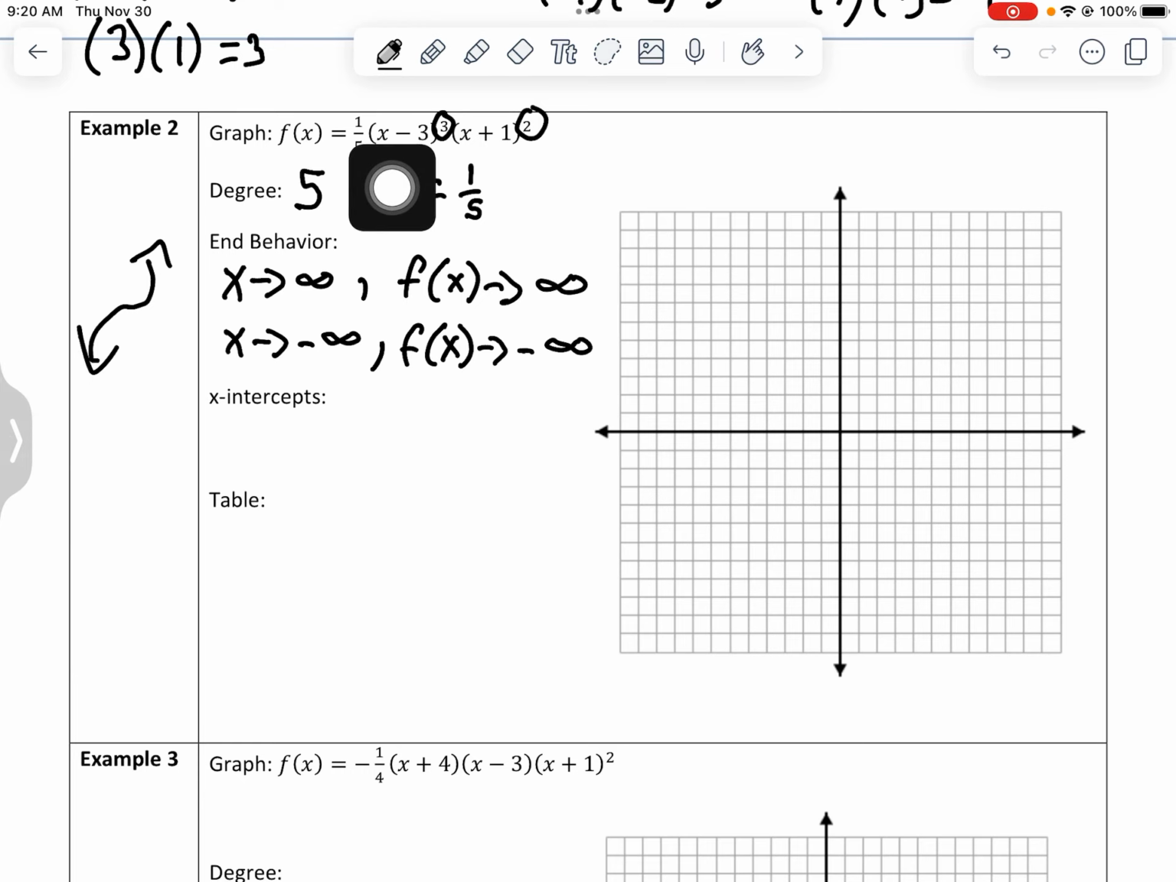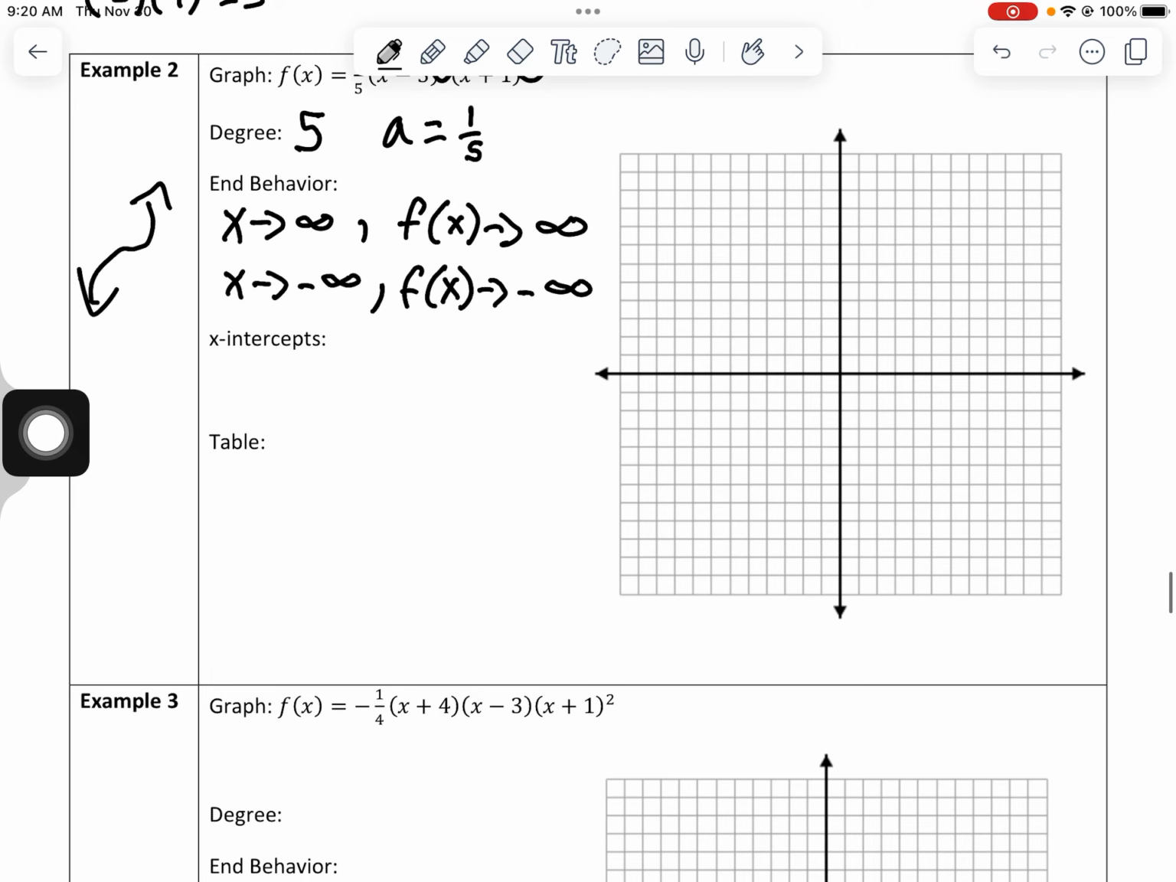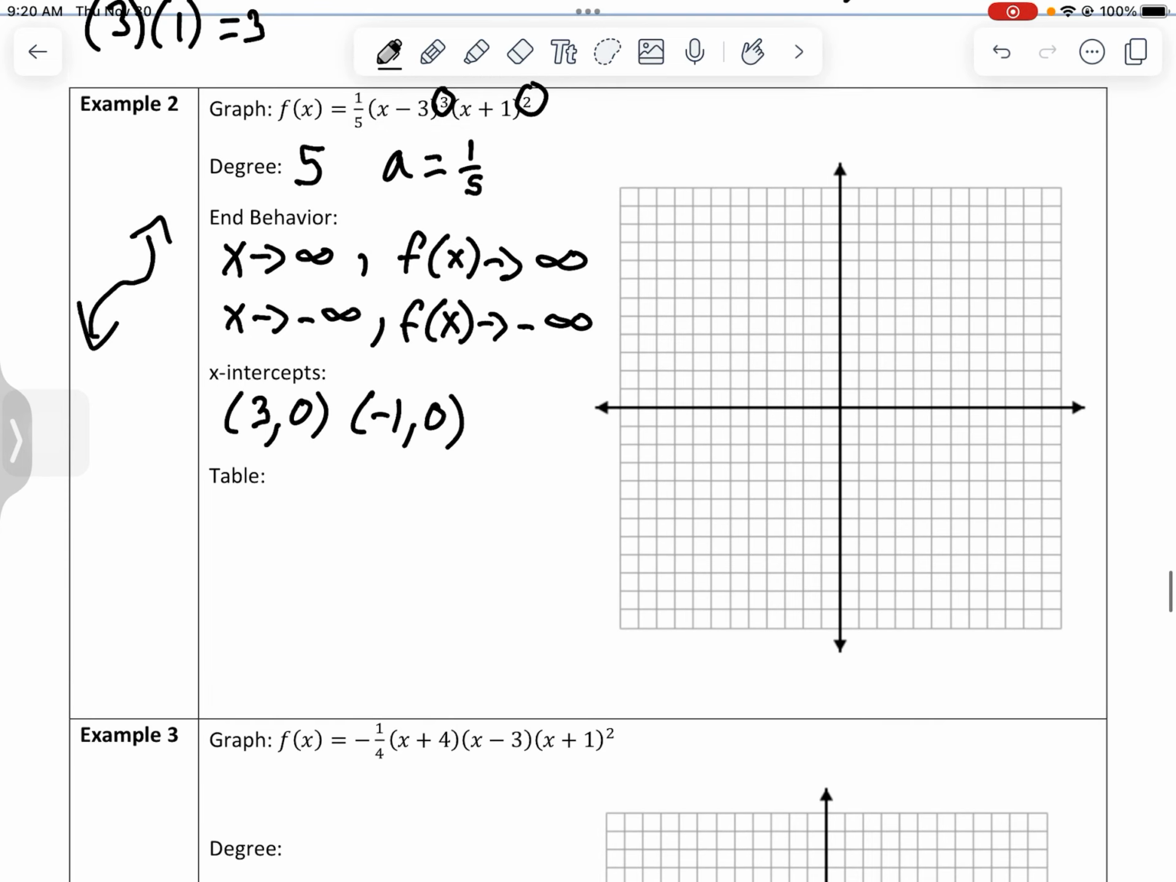Okay, we again have 2 x-intercepts. We have the opposite of -3, which is 3, and this one would be -1. So it would be (3, 0) and (-1, 0). So I'm going to plot those here. Here's 3, here's -1. Now we just got to do the same thing for our table.